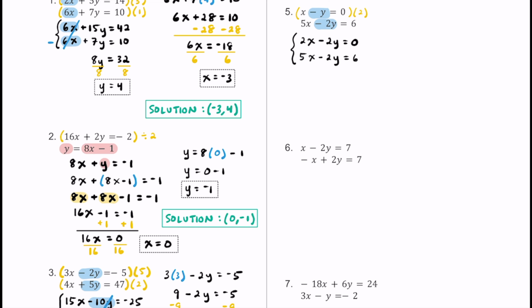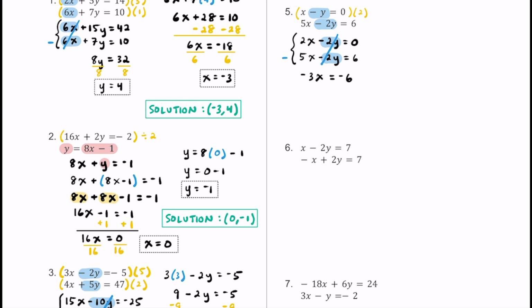Now keep in mind that we do have a negative 2y and a negative 2y, and since those negative 2's match, we're going to go ahead and subtract them to make them eliminate, right? So this 2x minus this 5x, that's going to equal negative 3x. And then if we take this negative 2y and subtract a negative 2y, those are going to eliminate and get 0y. And on the right side, we're just left with 0, take away 6, which is going to equal negative 6.